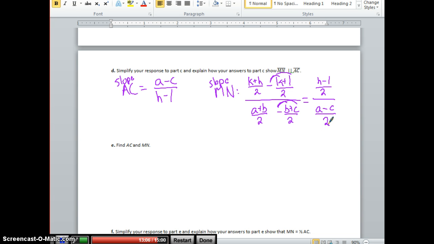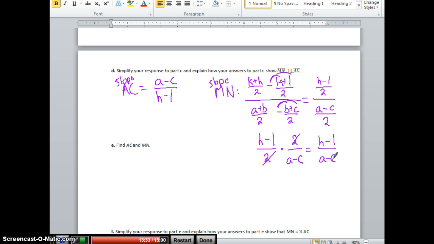Remember when you're dividing fractions, don't be shy, flip that divisor and multiply. So it's going to be h minus l over 2 times this flipped, so 2 over a minus c, and nicely enough, that gives me a 2 in the top and a 2 in the bottom. That will cancel out and give me h minus l over a minus c. Okay. Notice something quite nice here.